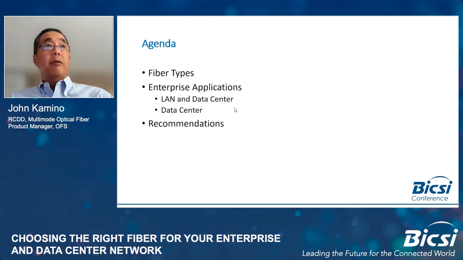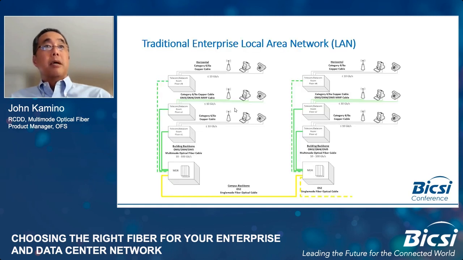I'm going to talk now about enterprise applications. And we'll start out with the traditional enterprise local area network. You can see in this application the typical building on the left where you have a fiber riser from a main telecom room going up to each floor, or possibly you have multiple rooms on a floor, but you're linking those typically with a multimode fiber because those are shorter links, less than 100 meters, less than 200 meters.